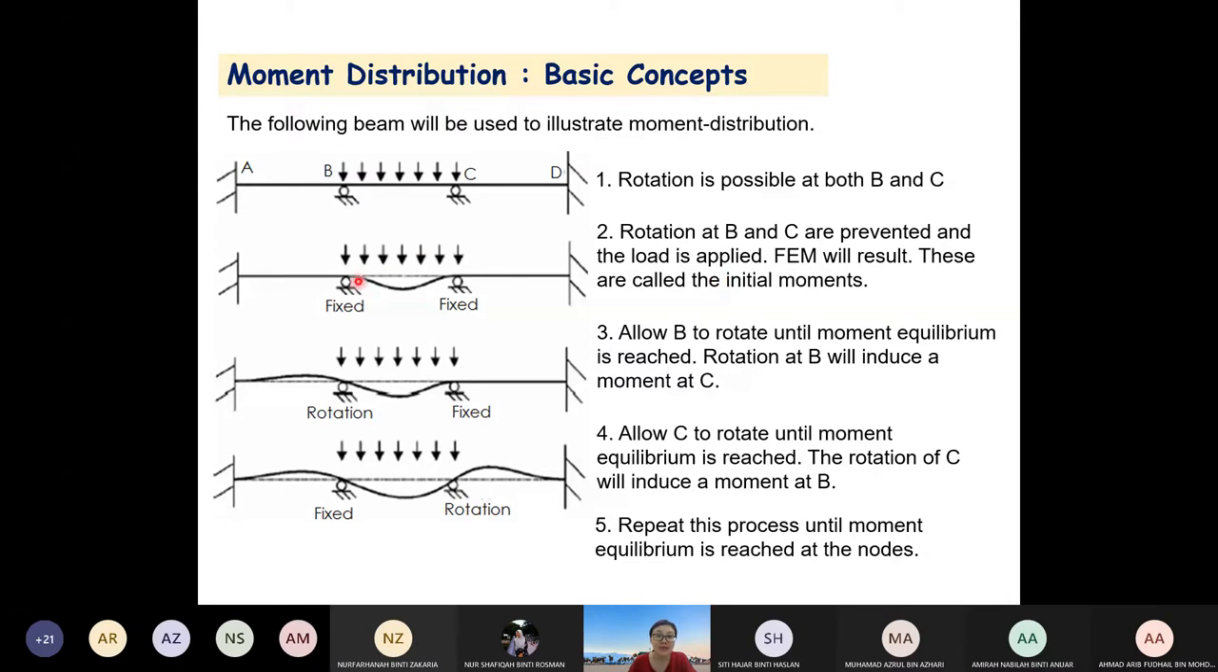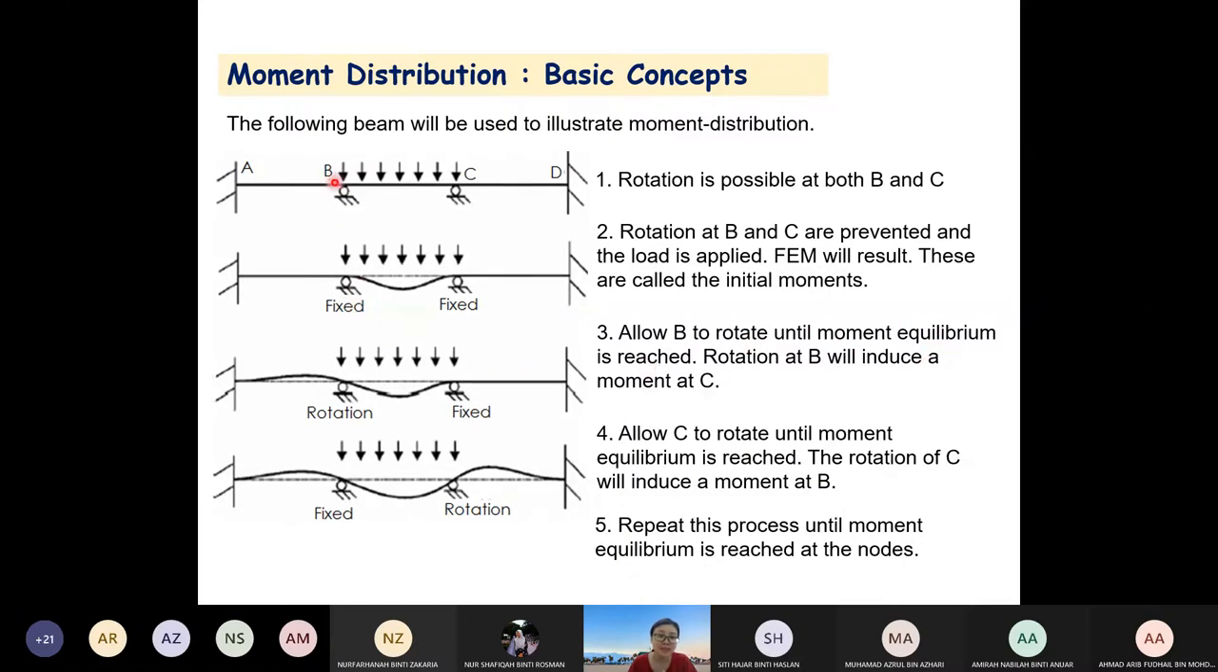So now in this method, we assume that it is fixed, and we don't allow any rotation. Because of that, the fixed end reaction will happen, meaning that fixed end reactions will be induced here because of the fixed condition. We call these the initial moments. Then we start to allow B to rotate until the moment equilibrium is reached.